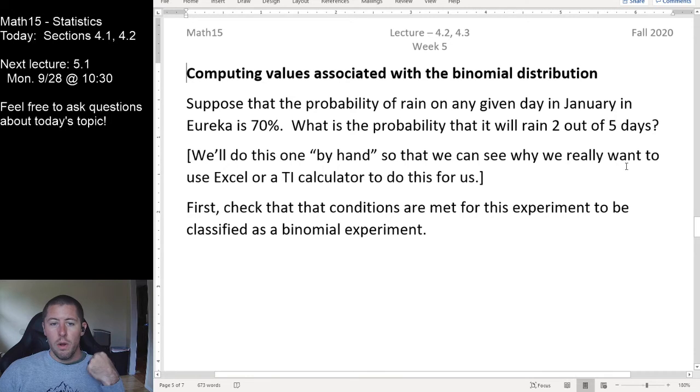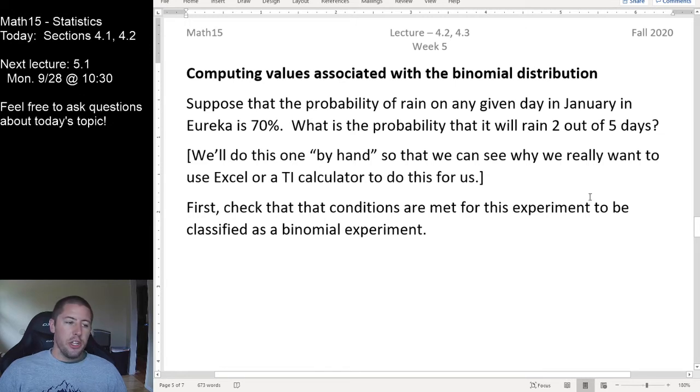So suppose that the probability of rain on any given day in January is 70%. What is the probability that it will rain exactly 2 out of 5 days? We're going to do this by hand, but we can do this in Excel, or you can get this figured out in a TI calculator as well. In our textbook, they show you exactly the button presses for the TI calculator.